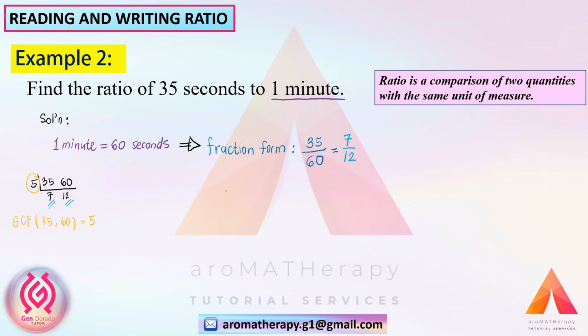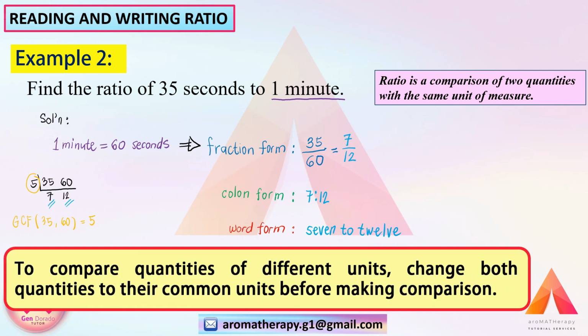Okay, let's proceed to colon form. Just copy. 7 is to 12. And your word form, 7 to 12. Got it? Is it clear? Okay, very good.